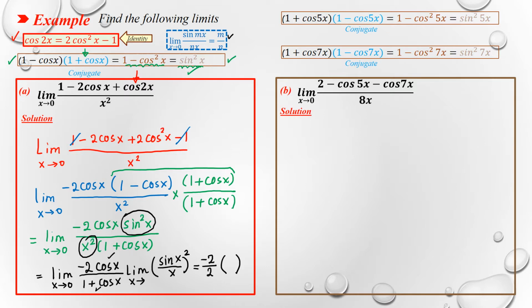You have to use this rule, sine mx over nx equals m over n. So the coefficient of x up divided by the coefficient of x down, and the coefficient here is 1 in the numerator and 1 in the denominator, so it will be 1 over 1. So the limit equals negative 1.